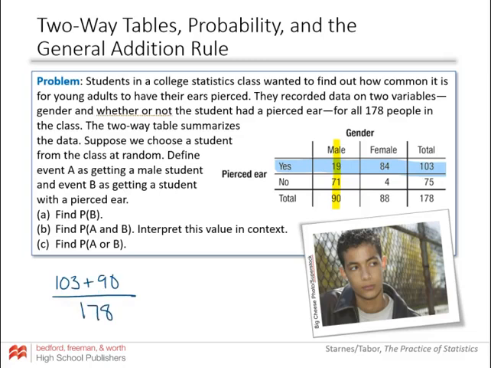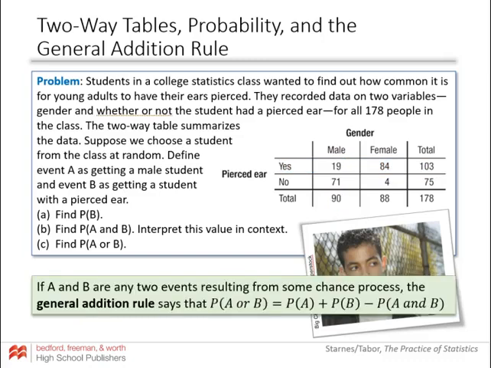Okay, but there's an issue here. We have 19 people that are counted as both among the 100 out of the 103 people that have their ear pierced and the 90 people that are male.